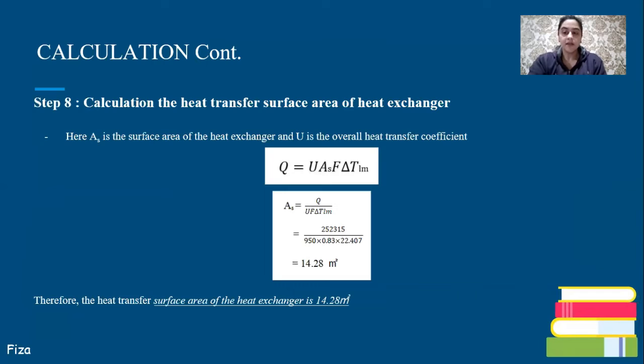After that, we calculate the heat transfer surface area of the heat exchanger by this relation. Here, As is the surface area of the heat exchanger and U is the overall heat transfer coefficient. Therefore, after the calculation, the heat transfer surface area of the heat exchanger is 14.28 square meters.